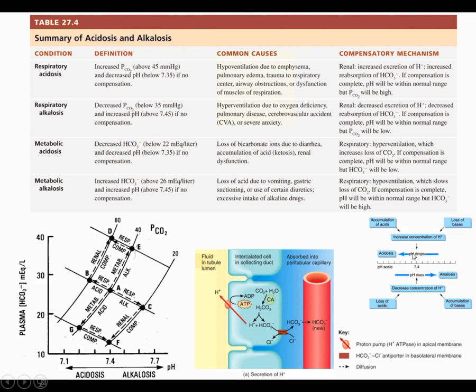pH drops can occur due to accumulations of acid and or losses of bases. And then pH rises, alkalosis, can be as simple as a loss of acids and or accumulation of bases. So nothing too earth-shattering there, hopefully.